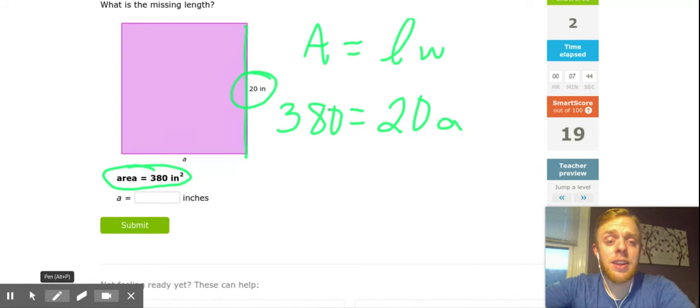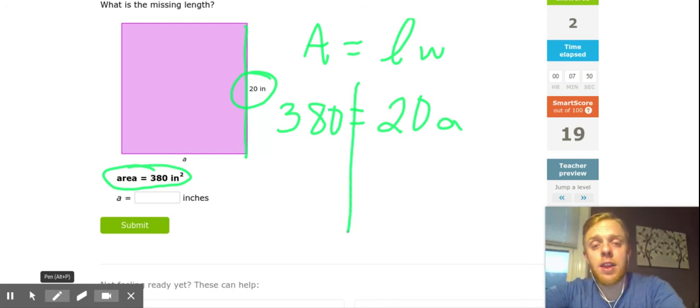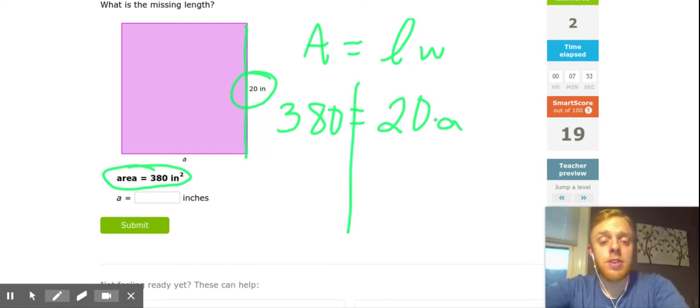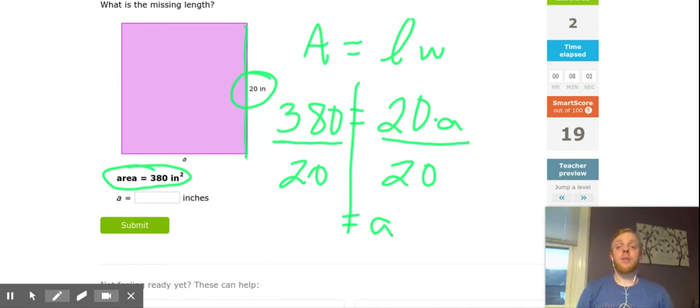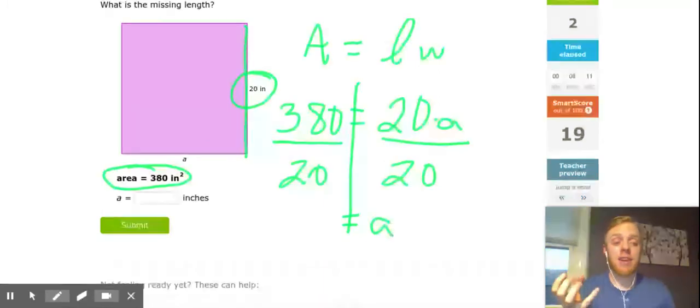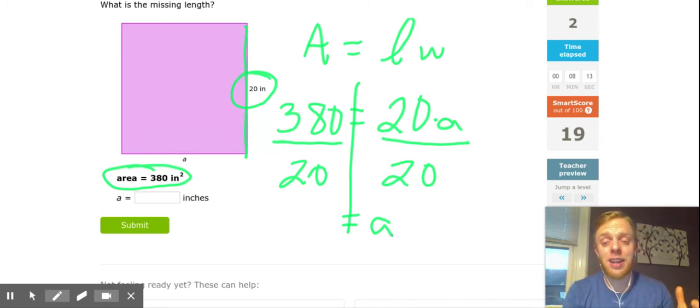I get 380. Now, this should look really familiar. It's an algebraic equation. So, draw my line. This is multiplication. So I'm going to do the opposite, which means I'm going to divide both sides by 20 to solve for my missing width. So that's the big difference. If you know the length and width, all you've got to do is multiply them together. If you're given the area and you need to find a side, that is where you're going to have to do a little bit of extra work.